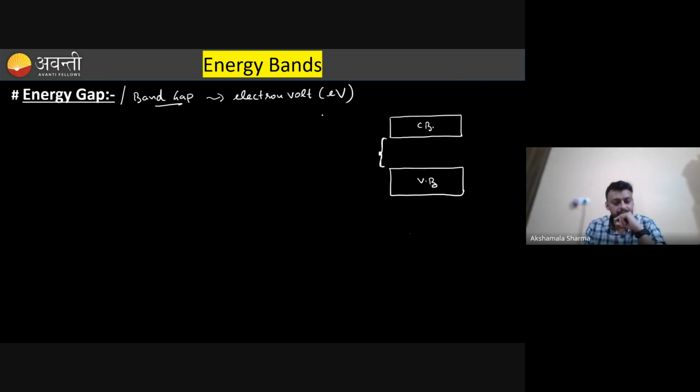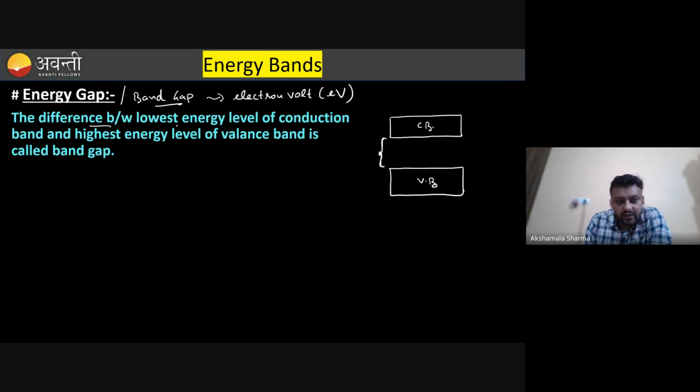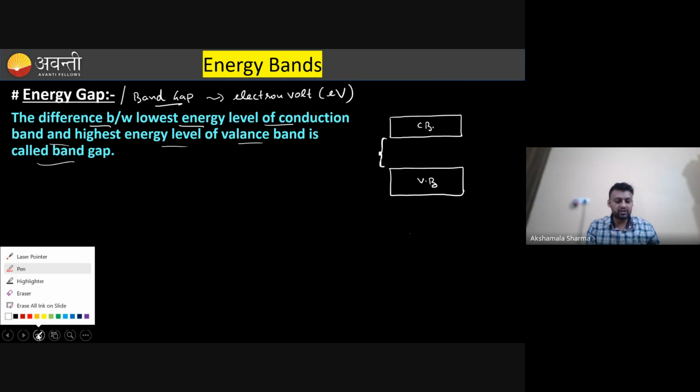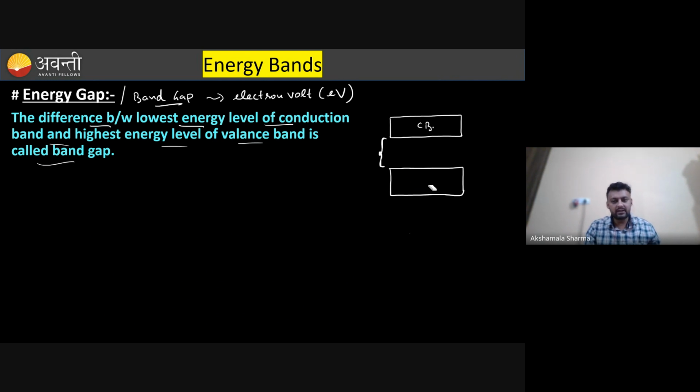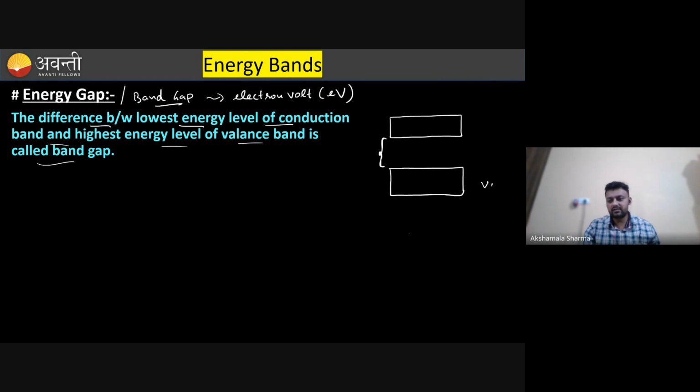Clear? Okay. Now it's time to make a particular definition. The difference between the lowest energy level of the conduction band and the highest energy level of the valence band is called the band gap. Now, some of you might be confused by the definition. Okay, I will make it very clear to you. First of all, just write it here. This is the valence band, this is the conduction band.